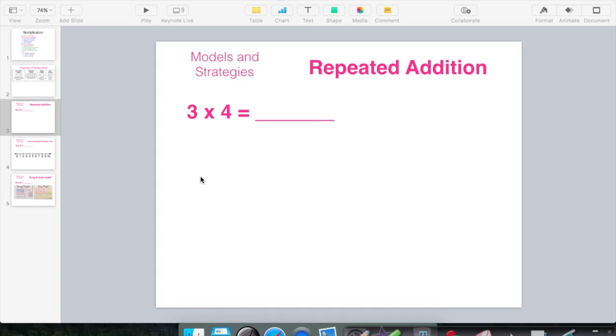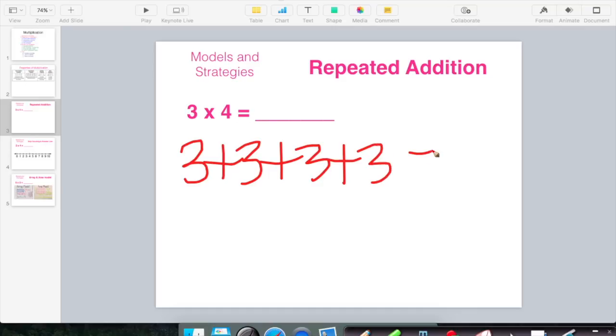And I'm going to show you different models and strategies on how to multiply. Let's start with repeated addition. Let's say you're given a problem, 3 times 4. This simply means that you need to add 3 four times. That is 3 plus 3 plus 3 plus 3 equals 12.